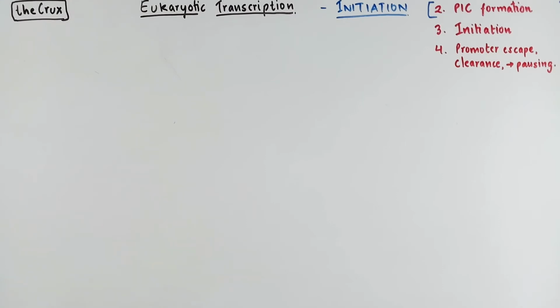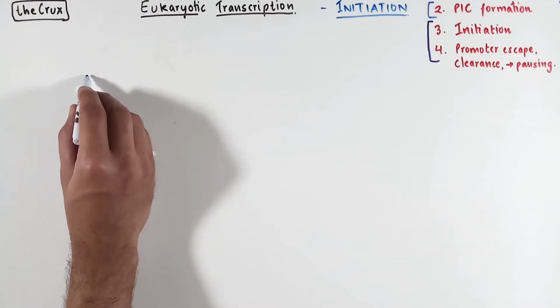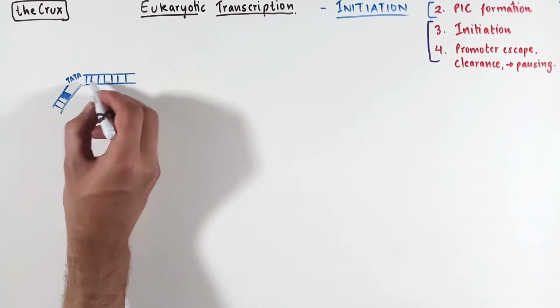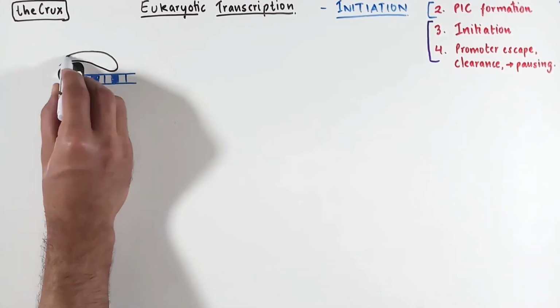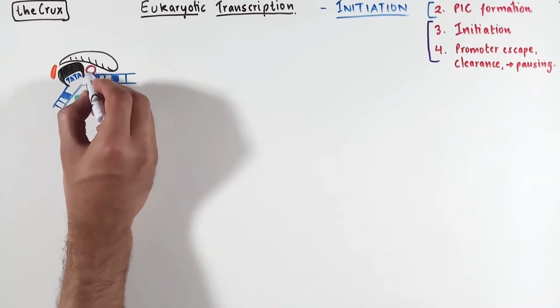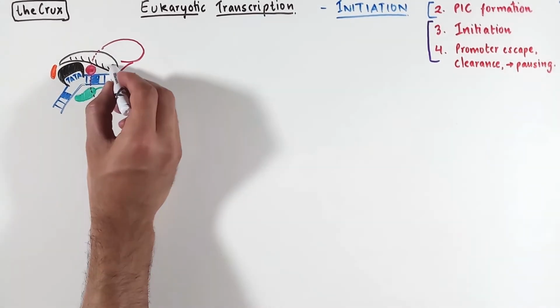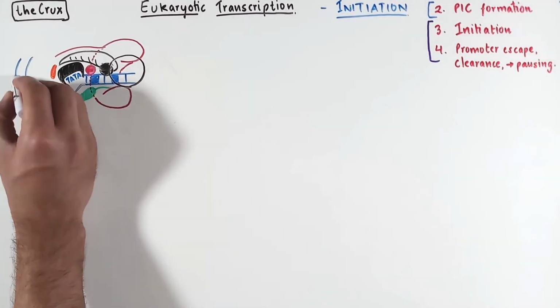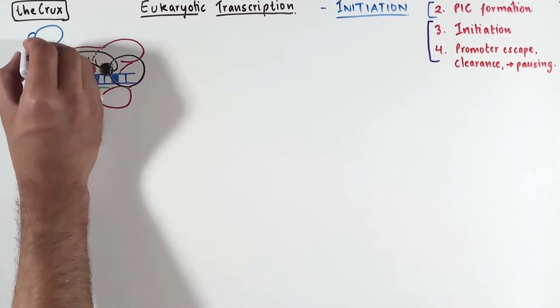And now we're ready to move on to the second and third step of initiation, which is the initiation step followed by promoter escape, clearance, and proximal pausing. So I'll just quickly sketch out the pre-initiation complex because that is where we're starting from. So you have the GTFs and the enhancer-bound factors that constantly talk and interact with each other.